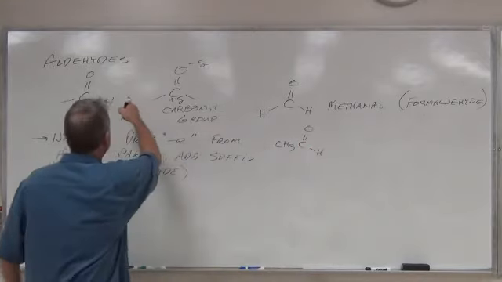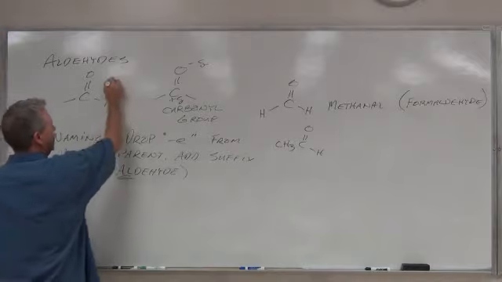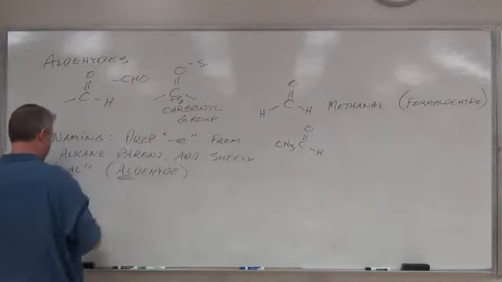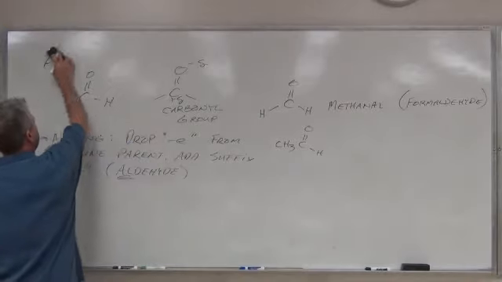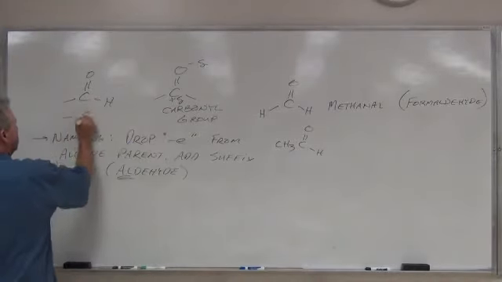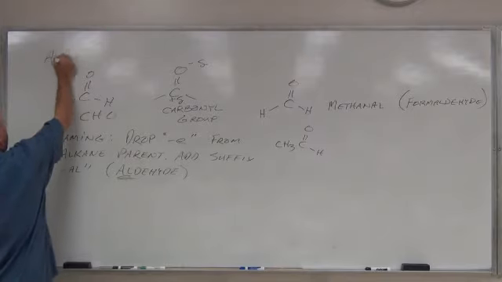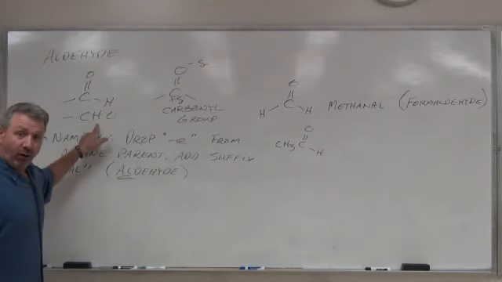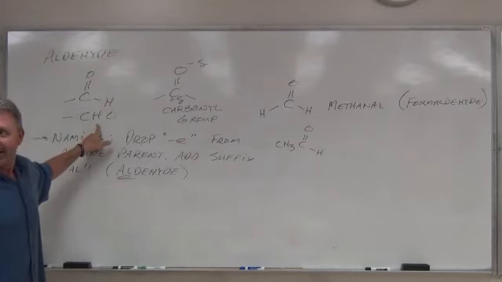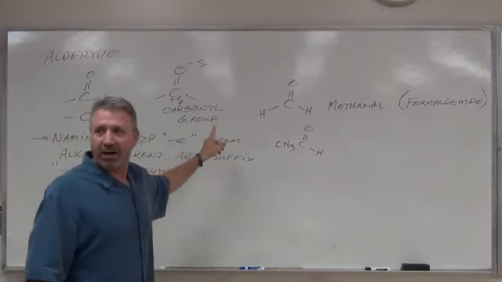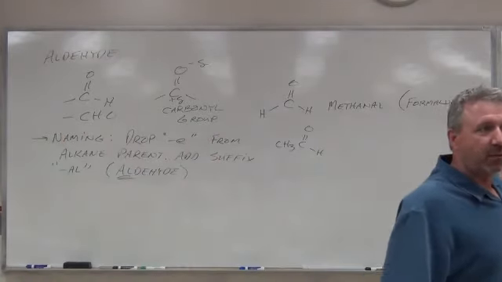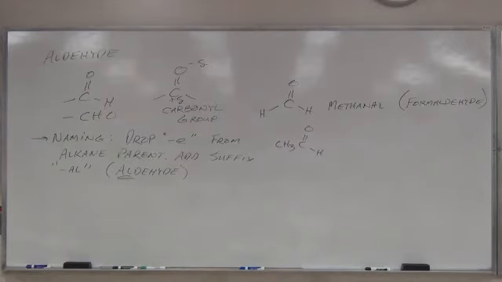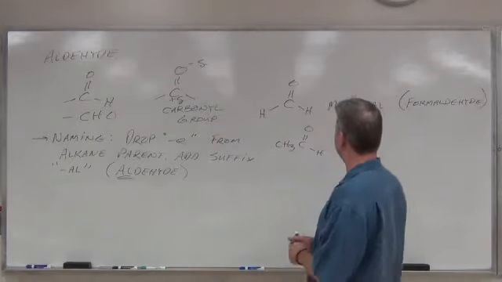Oh, also, this particular group can be represented CHO. Okay, I left that out. I want to show you that. CHO. It can't be COH, right? Then you might mistake it for what? An alcohol, right? COH. You might mistake it for an alcohol. So CHO is the shorthand version.